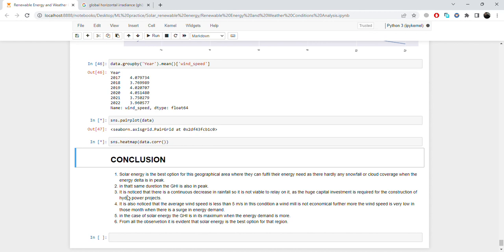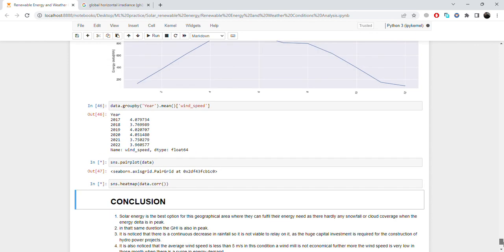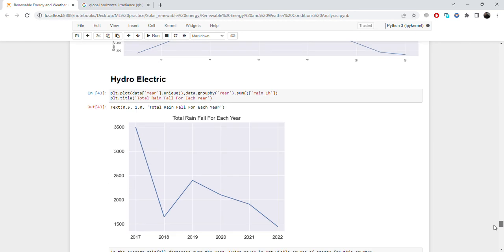The third is that it is noticed there is a continuous decrease in rainfall, so it is not viable to rely on it, as a huge capital investment is required for the construction of a hydropower project. As we already discussed here, we can see the rainfall gradually decreases over the years. So it's not feasible to plan to construct a dam on the basis of what?